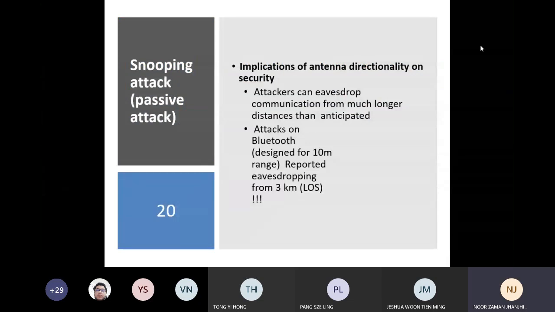Further details about the snooping attack, which is a passive attack. What are the implications of antenna directionality for security? Attackers can eavesdrop on the communication from much longer distances than anticipated.